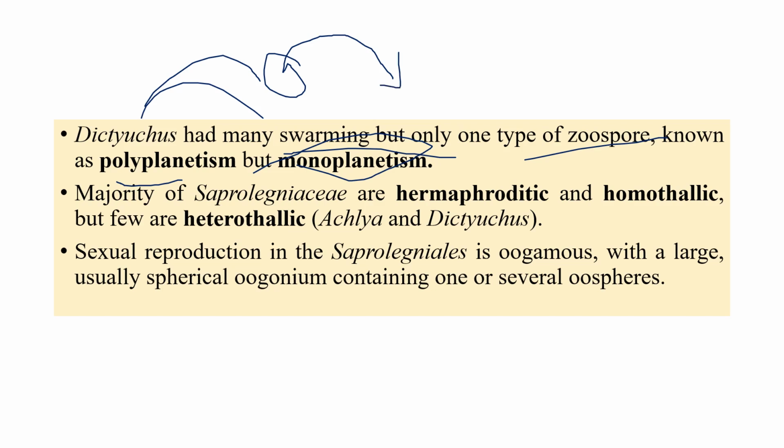Many forms, but the single zoospore only is changing or shaping into different forms. That's why it's called monoplanetism. It's like a monoplanetism kind of polyplanetism. So don't confuse yourself. One kind of zoospore only, but many forms.